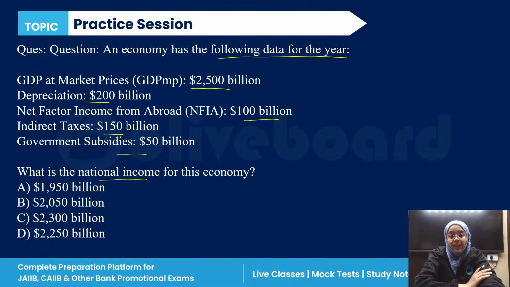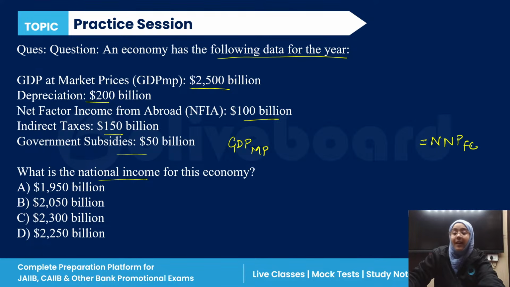Ravi is saying C is the correct answer, and everyone else? Okay. So first of all, GDP at market price is given, and we have to calculate national income. National income is NNP at FC, I have told you that. So GDP at MP is given and we have to arrive at NNP at FC. So what is the formula? How does the conversion take place?